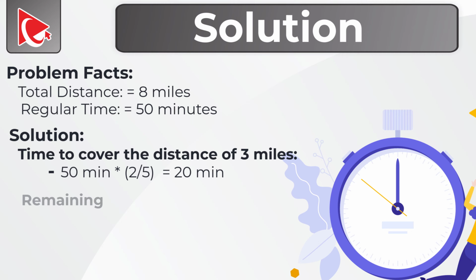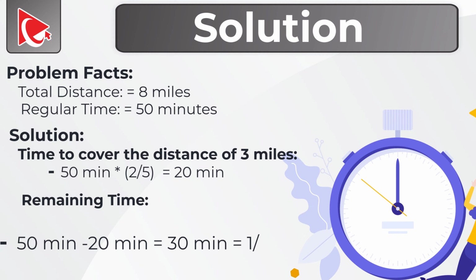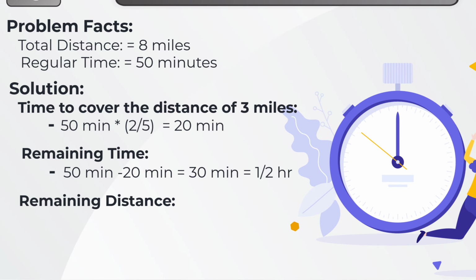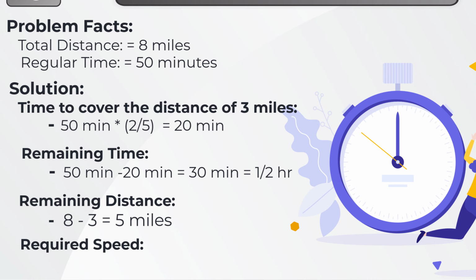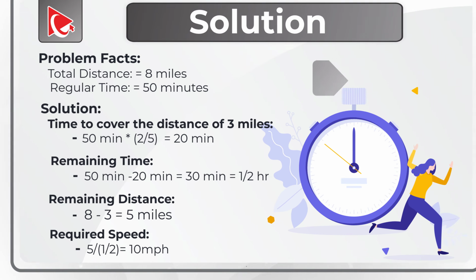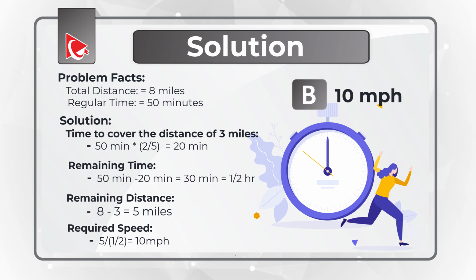So the remaining time for her to cover the remaining distance would be 50 minutes minus 20 minutes, which would be 30 minutes, which would be half an hour. Let's now calculate the remaining distance. Since she covered 3 miles and total distance is 8 miles, the remaining distance would be 8 miles minus 3 miles, which equals 5 miles. Ultimately, she would need to cover 5 miles in half an hour. To determine the speed she needs to go with, we need to divide 5 by 0.5, and 5 divided by 0.5 equals 10. So the correct solution is choice B, 10 miles per hour.